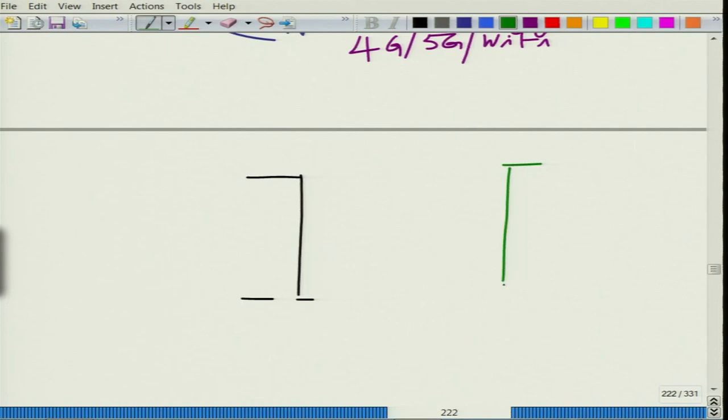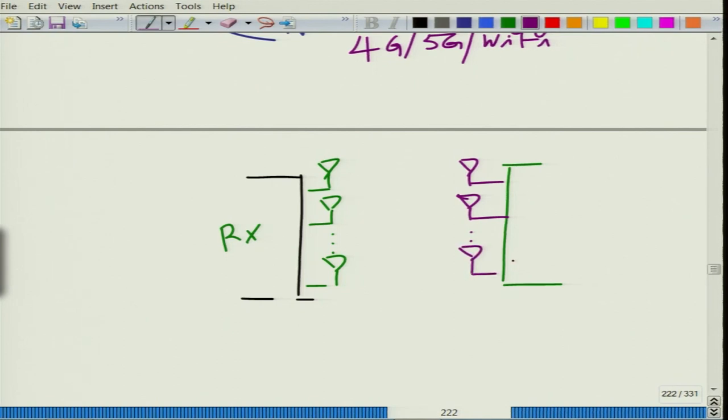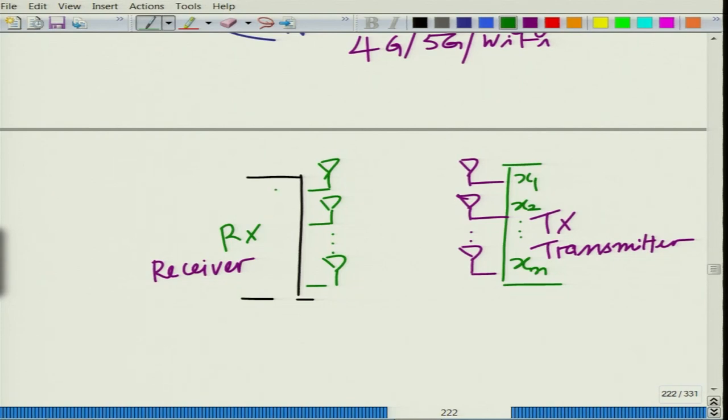Now, what happens in the MIMO system, as we might have already talked about a couple of times: you have a transmitter and a receiver. The receiver has multiple receive antennas, that is the multiple outputs, and the transmitter has multiple transmit antennas, that is the multiple inputs. So this is the transmitter, this is the receiver, and you are transmitting the symbols x1, x2, xn, with outputs y1, y2, ym, or rather, a more appropriate notation for a wireless system, y1, y2, yr, where r is the number of receive antennas, and xt, where t is the number of transmit antennas.